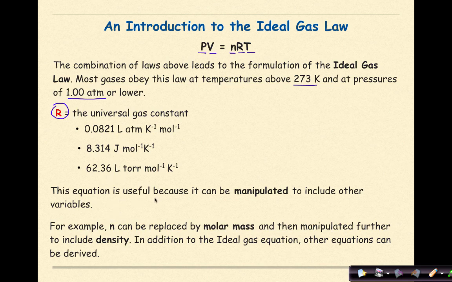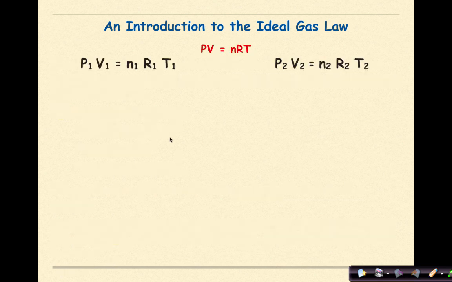This equation is useful because it can be manipulated to include other variables. For example, n, or the number of moles, can be replaced by molar mass and then manipulated further to include density, and we'll talk about that in a little bit. In addition to the ideal gas equation, other equations can be derived.